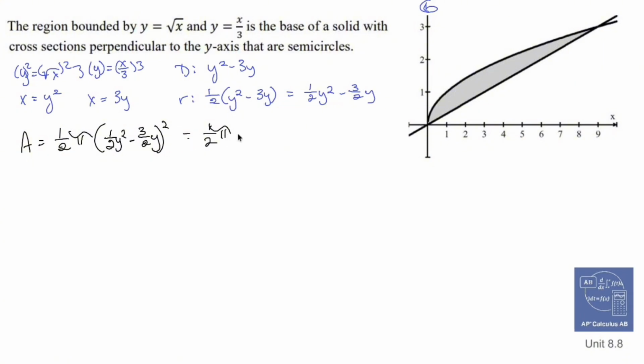Multiplying that by itself, I should not have done that. Oh, I regret doing that. It's too late. I mean, what I'll do is I'll just wave my hands, and I'll say that the whole thing is going to be pi over 8 times y to the 4th minus 6y cubed plus 9y squared, because time is money. Now let's integrate that.